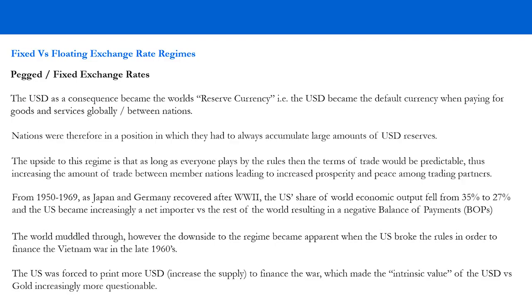So as a consequence, what happened by default, the US dollar became the world's reserve currency. It became the default currency when paying for goods and services globally between those trading nations. But if you think about what this means, it means that all of the nations require a large amount of US dollar reserves at any one time.